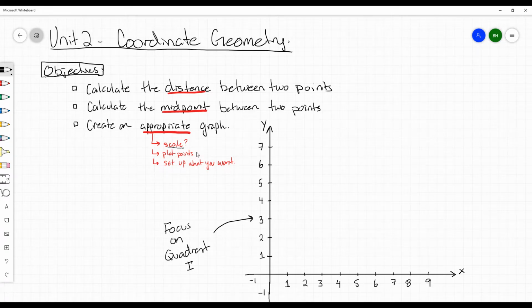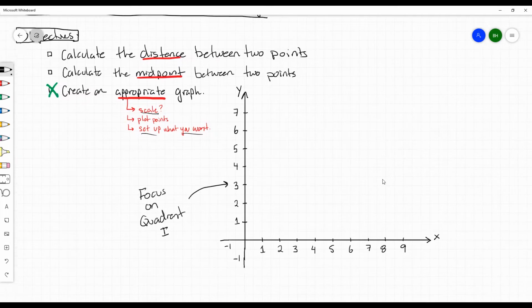We're going to be plotting points, so that's coming up. And we're going to be setting up what we want. We'll talk more about that once we have a problem. So I'm going to go ahead and cross off this objective, create an appropriate graph. Okay, we're going to still add to this though. We're not quite done yet, but we want to make sure that we have a starting place for us to do this.